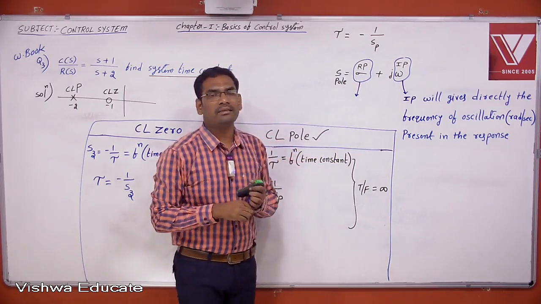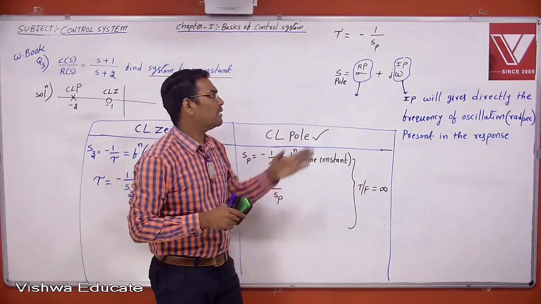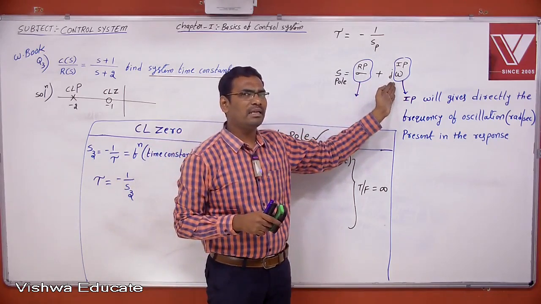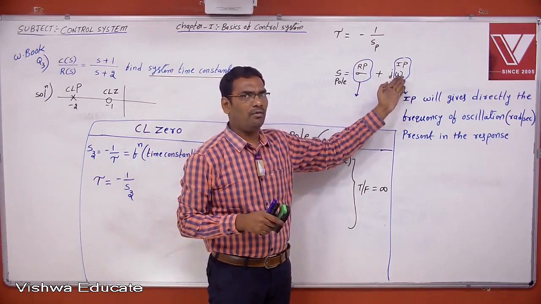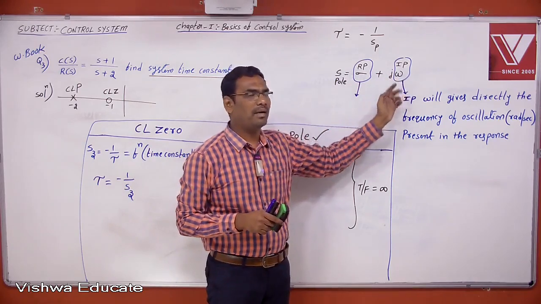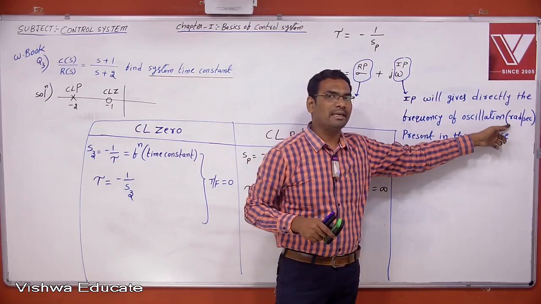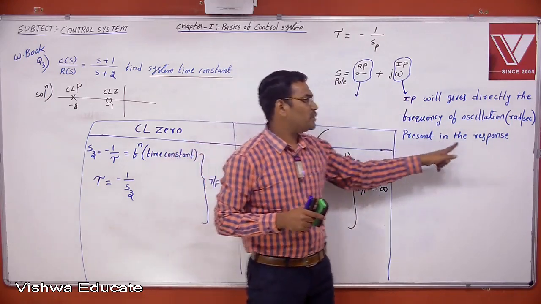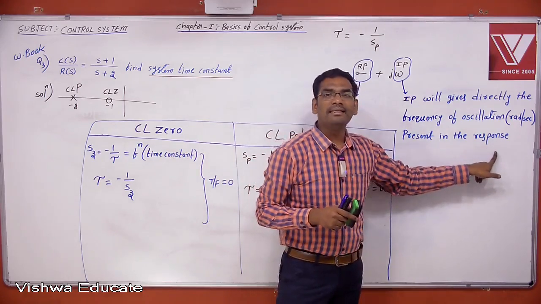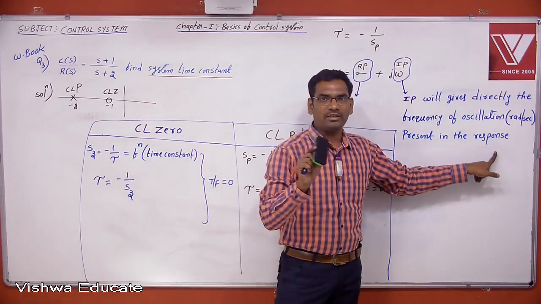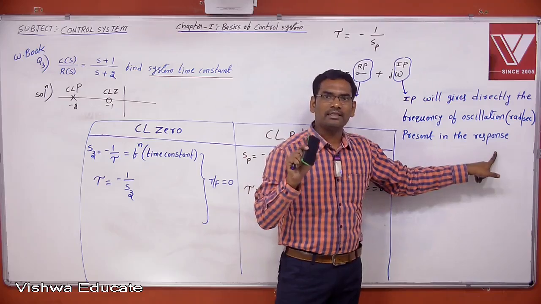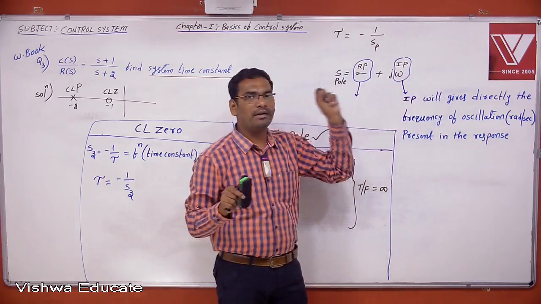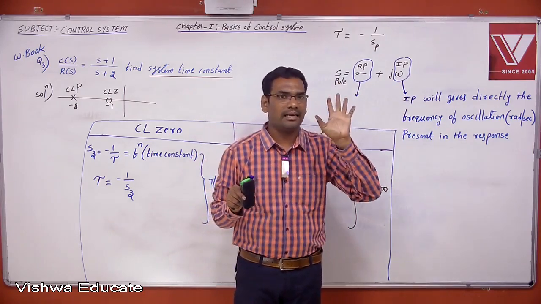Some of you are asking, sir, if there is no imaginary part, which means j omega is 0, omega is 0 radians per second, which means what? When omega equals 0 radians per second, it means in the response, in the output, there are no oscillations. There are no oscillations present in the response. Based on the imaginary part, you can give that particular statement, not an issue.